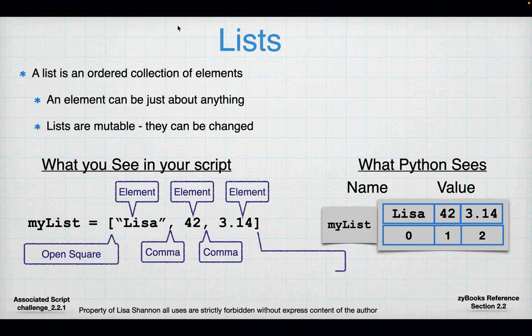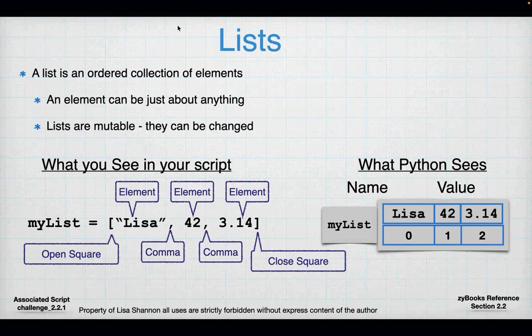Everything in the list is considered an element of the list. And it could be a name, it could be a number, it could be an object, it could be another list. And every element has to be separated by a comma. That's how this particular list works. So that's a list. That's the basic foundation of a list.